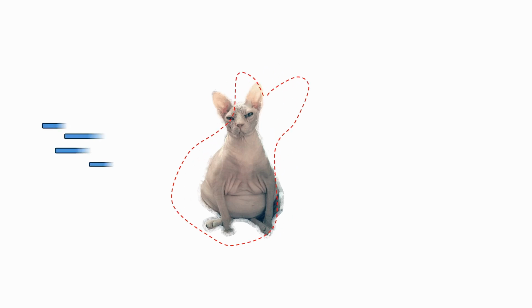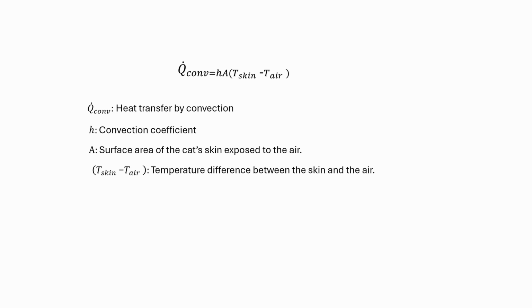On windy days, the cat's skin warms the air around it, creating a thin boundary layer of warm air surrounding its body. When the wind blows this layer away, it removes this warm layer and replaces it with fresh air. This increases the rate of heat transfer, allowing heat to leave the body faster. This process is described in this equation, where Qconv is the heat transfer by convection. H is the convection coefficient, which represents how strongly the wind enhances heat removal. A represents how much of the cat's skin is exposed, and T-skin minus T-air is the temperature difference between the cat's skin and the air. This term decides the direction of heat flow.